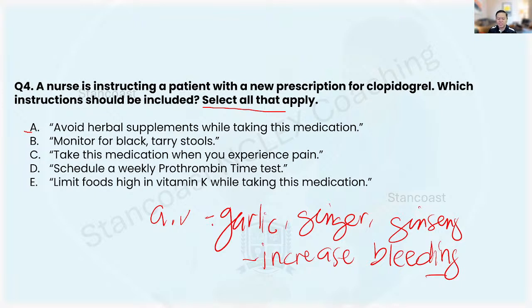So the frequency of having the prothrombin time will be much more frequent, maybe more than weekly, maybe every 3 to 4 days. And this frequency will lessen once there is a much more stable prothrombin time. So back to letter A: avoid herbal supplements while taking this medication. As I have mentioned, these are the common supplements that patients will be taking: garlic, ginger, ginkgo, ginseng. These are known to increase their bleeding. So you want to make sure you let them know.